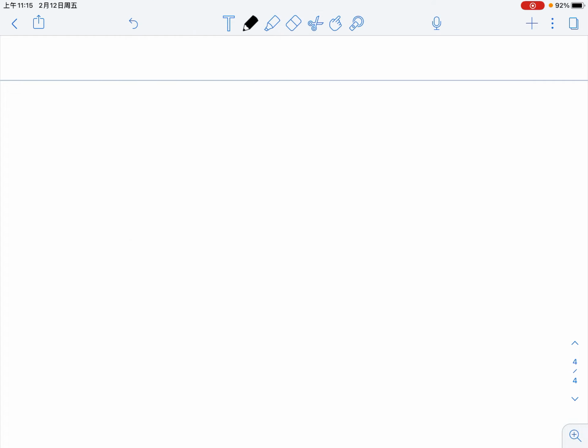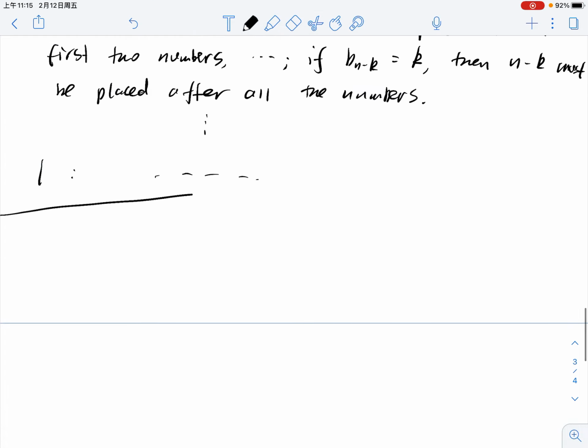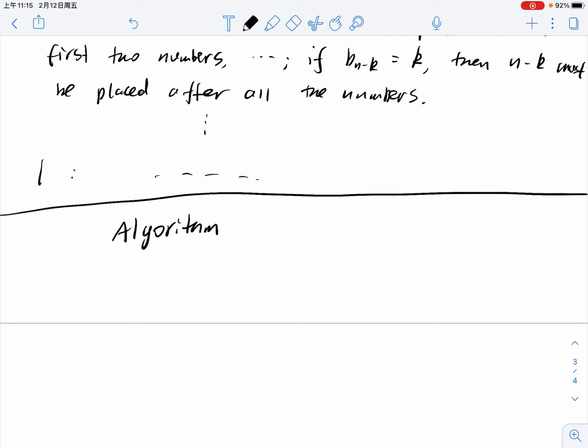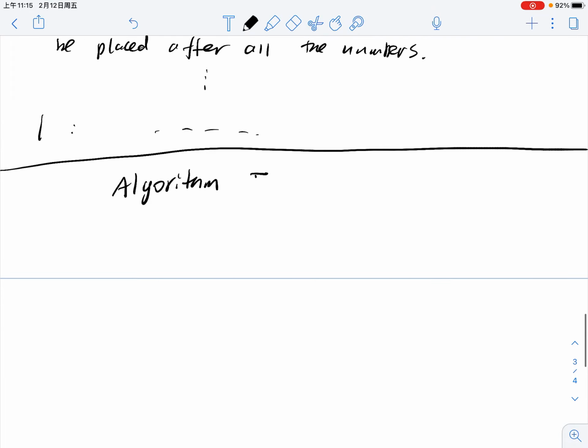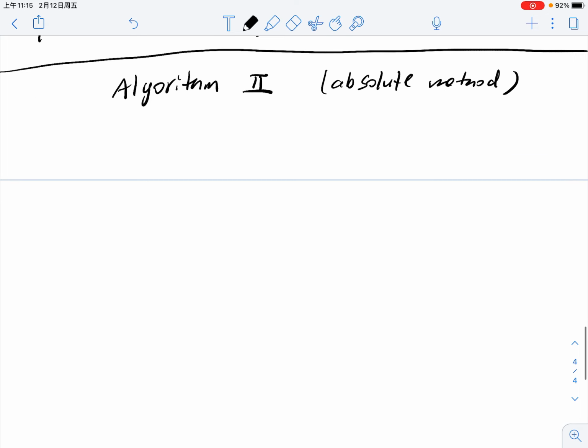And if you prefer to know the absolute position rather than the relative position in the intermediate steps, we have the following algorithm. We begin with empty locations.